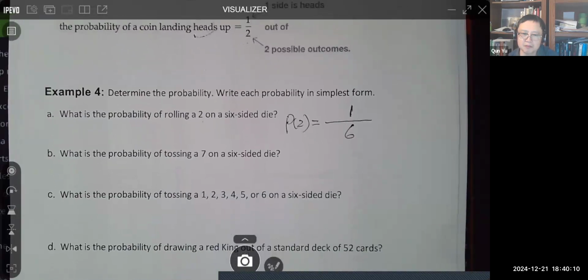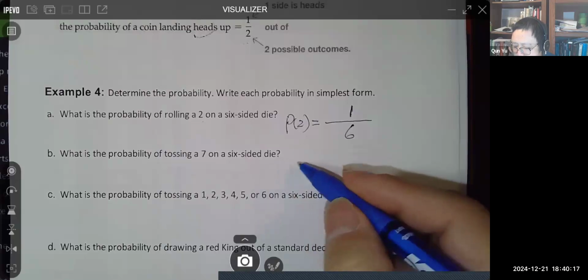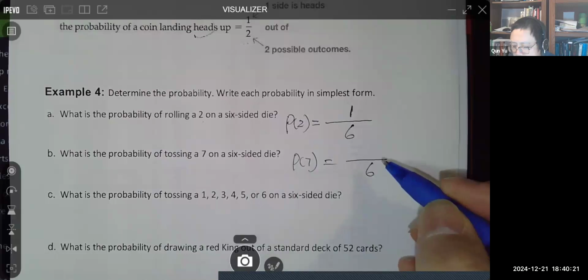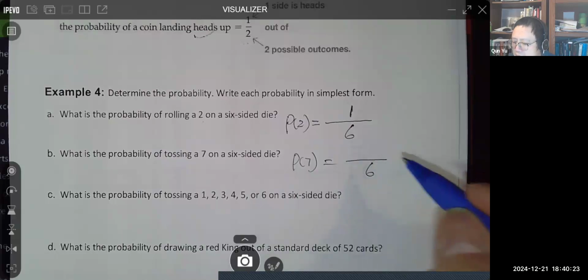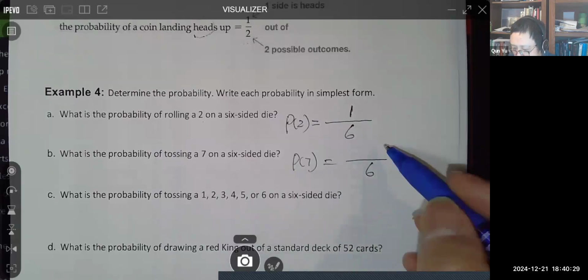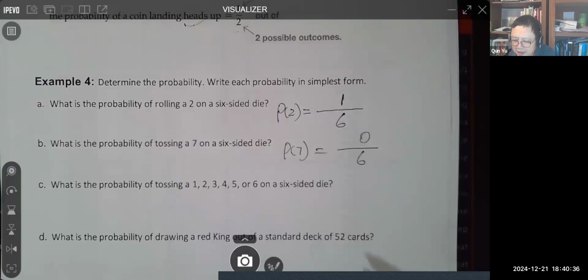Now B, what is the probability of getting a 7 on a 6-sided die? We want to get a 7, the number on the bottom stays the same, 6 possible outcomes. How many outcomes among those 6 possible outcomes are 7? There's only 0. There's no such number on the die. So you have no chance.